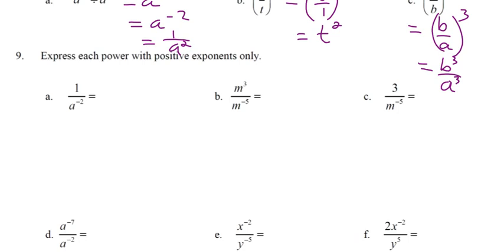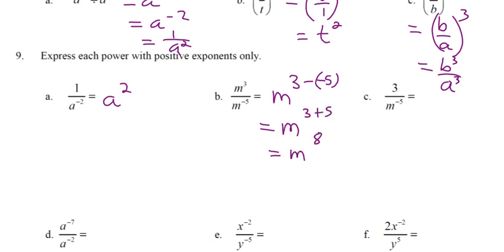Okay, what's this guy? A squared. Who's bigger, 3 or negative 5? 3 is bigger. How much bigger than negative 5 is positive 3? 8. So this will be m. Who's bigger? This guy up top, so it'll be m to the 8 up top. Okay, that's one way. Here's the other way. It's m to the 3 minus negative 5, which is m to the 3 plus 5, which is m to the 8.